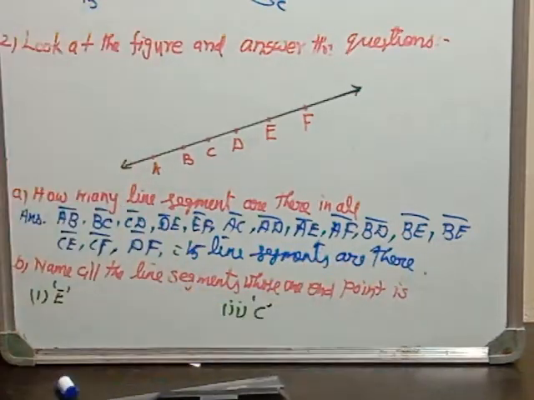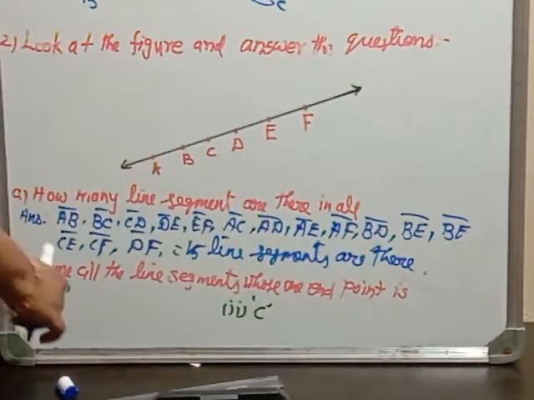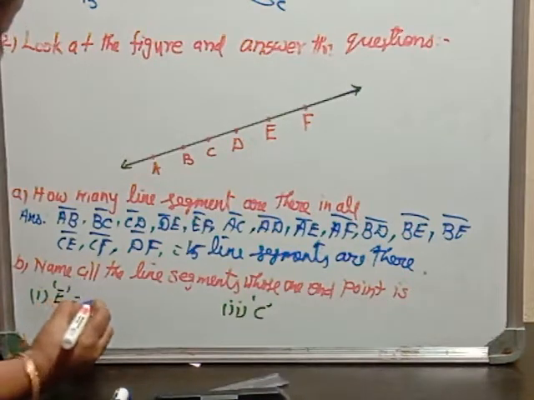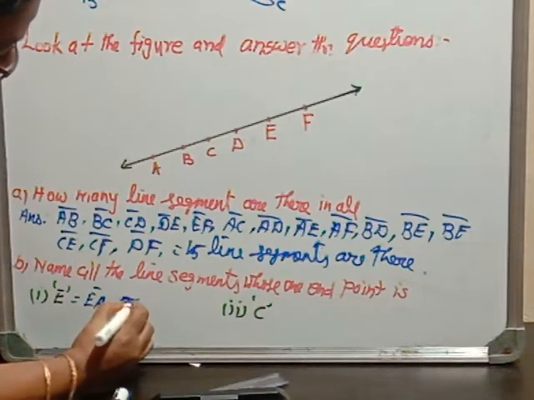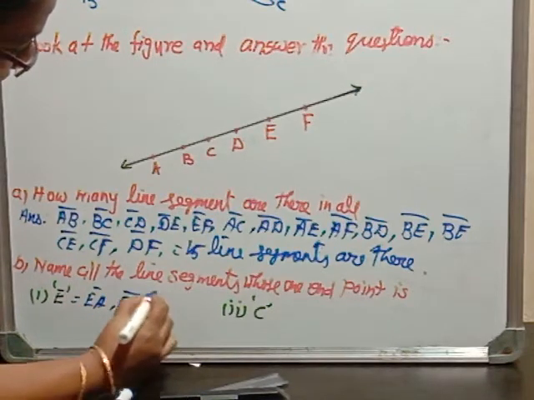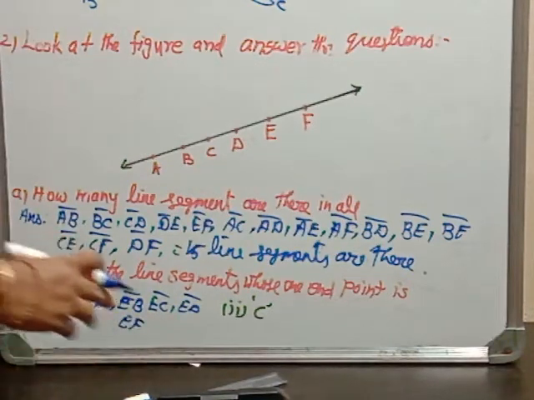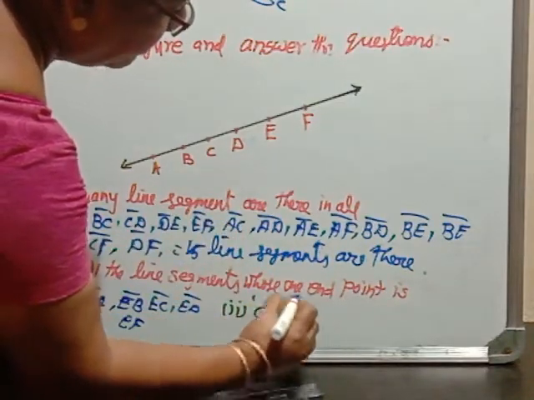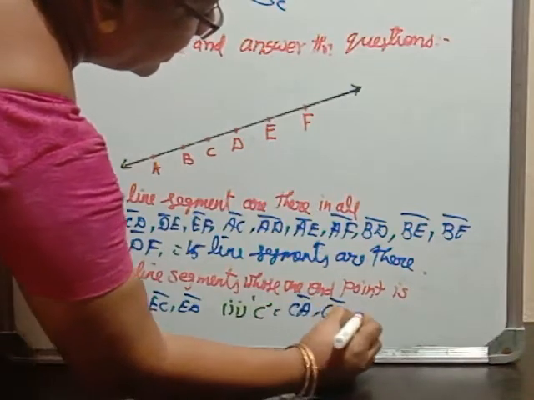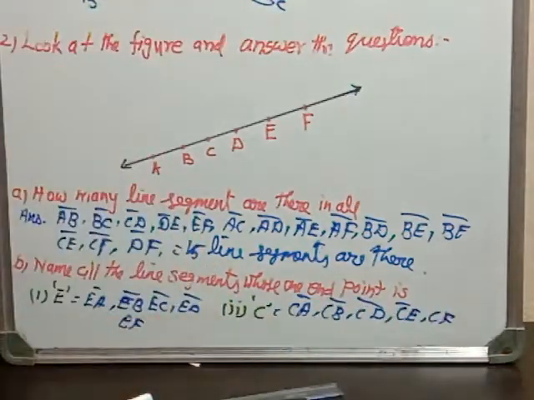Clear, children? Now, name all the line segments whose one end point is E. What are the line segments you'll get? EA, EB, EC, ED and EF. What is the next one? C is the end point. So, CA, CB, CD, CE and CF. These are the answers for these questions.